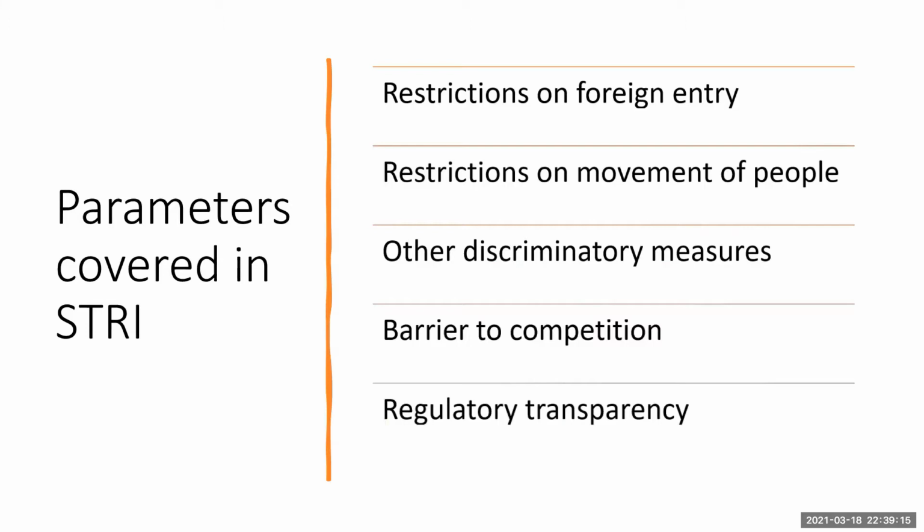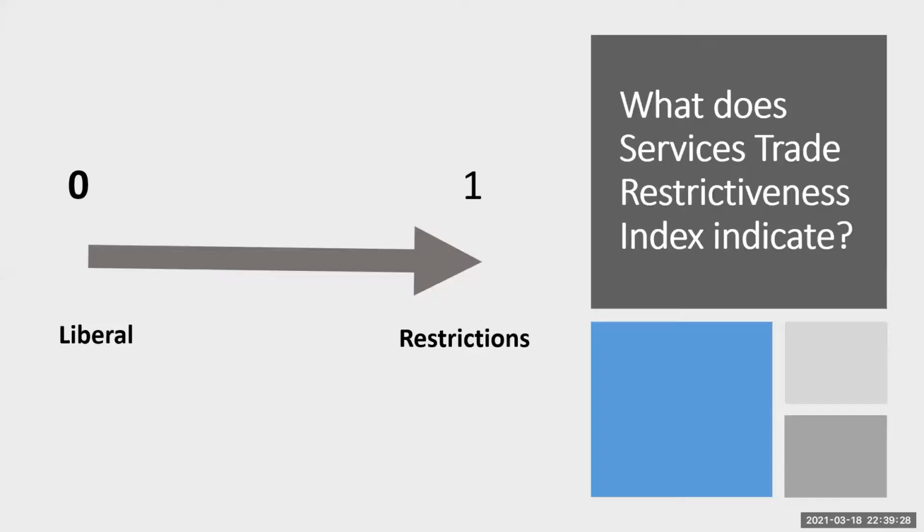Parameters which are being considered to calculate STRI are restrictions on foreign entry, restrictions on movement of people, other discriminatory measures, barrier to competition, and regulatory transparencies. The value of STRI ranges between 0 to 1, wherein a value closer to 0 indicates that the country is having liberal policies, wherein a value closer to 1 indicates that a lot of restrictions are there as far as services trade is concerned.